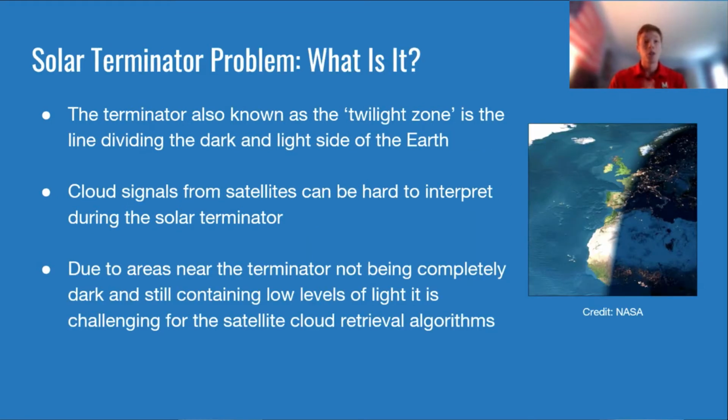So first up, the solar terminator problem. What is it? The terminator is also known as the twilight zone, and it's the line that divides the light and the dark side of the Earth. As shown in the figure here, this is the terminator line. The problem with it is that cloud signals from the terminator can be very hard to interpret, and that's due to very low levels of light. It's not completely dark and it's not completely light on this line, so that makes it challenging for satellite retrieval algorithms to accurately detect cloud cover.